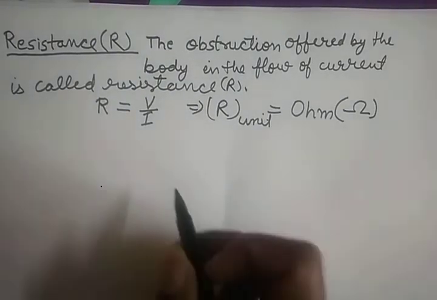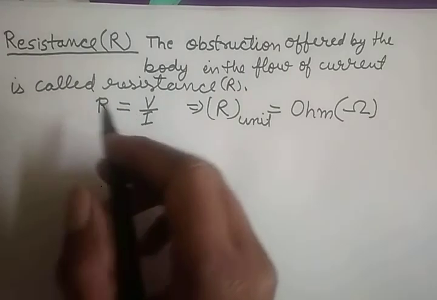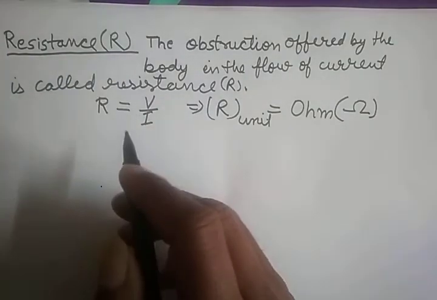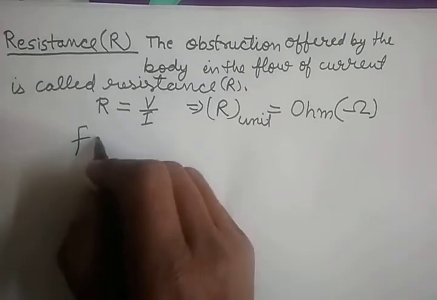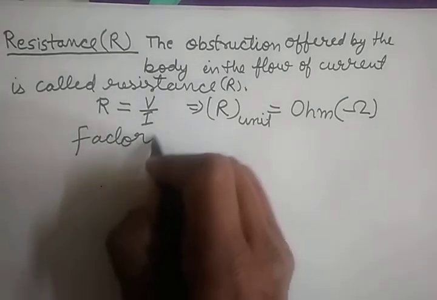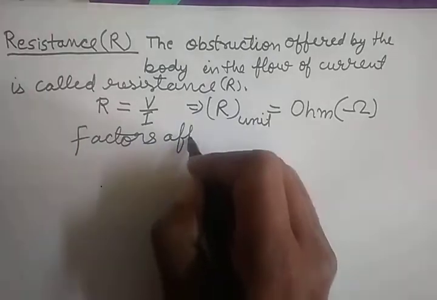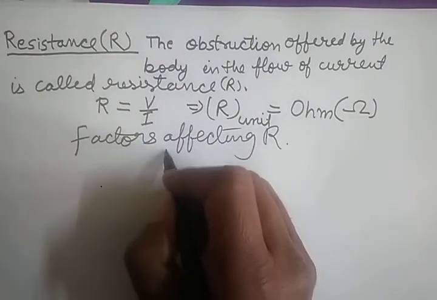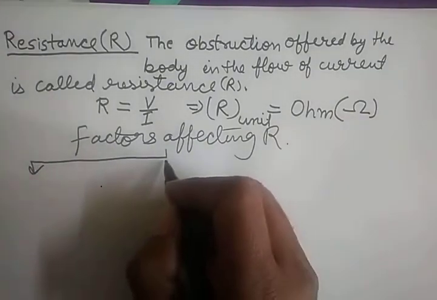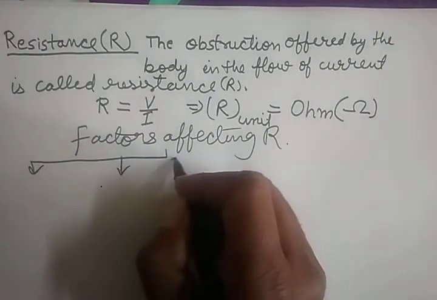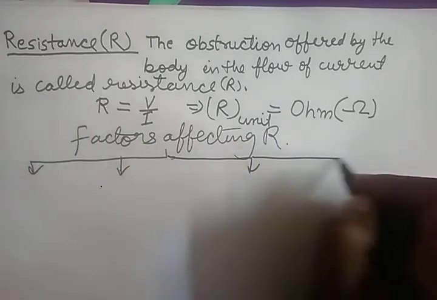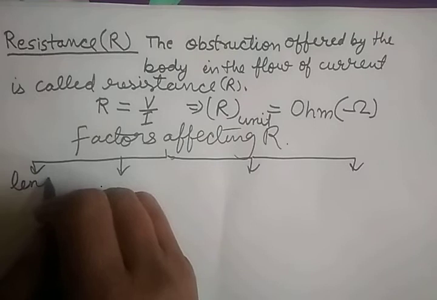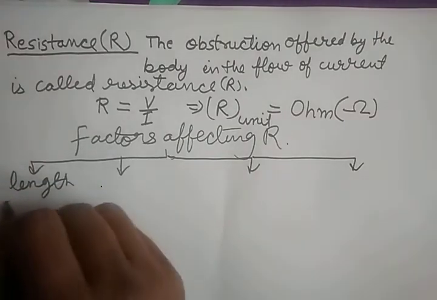So now the thing is, on what factor does this resistance depend? Factors affecting resistance. So there are four factors. First, length of the body.